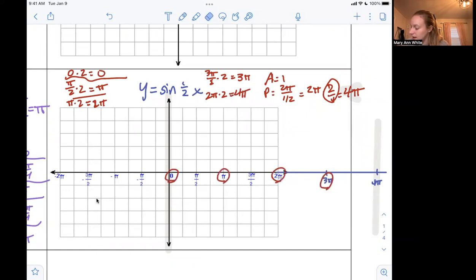After that, I remember that I'm graphing sine. So I need to remember that I'm going as high as +1 and as low as -1. So those are my top and bottom bounds.